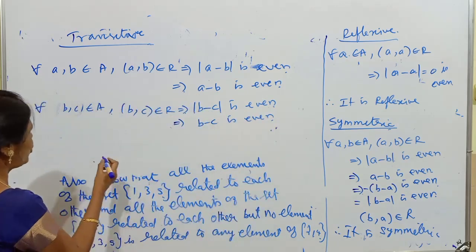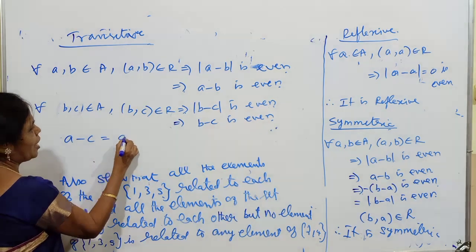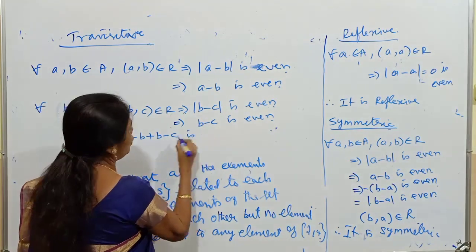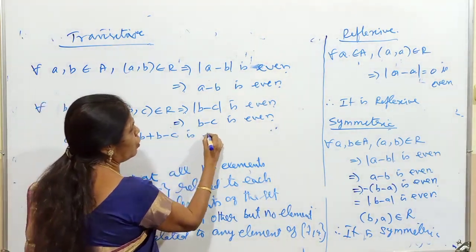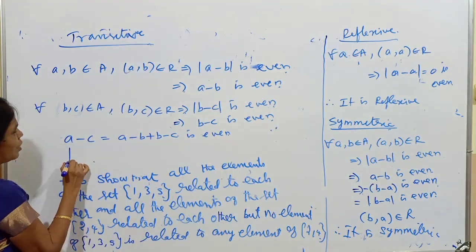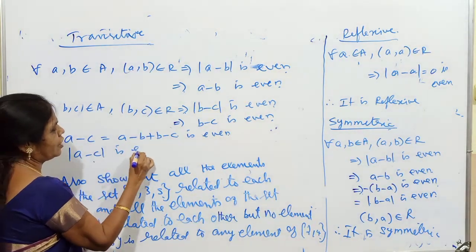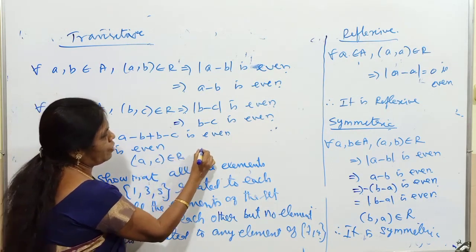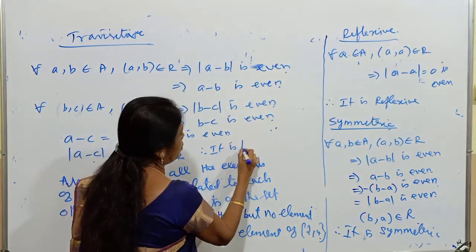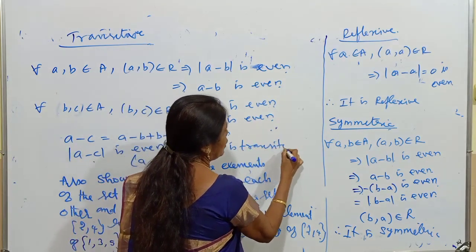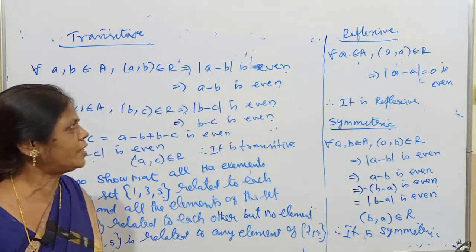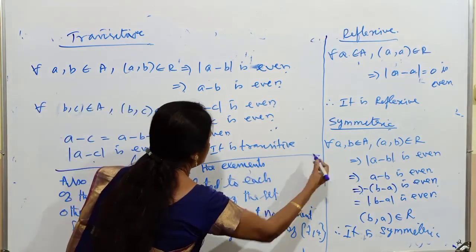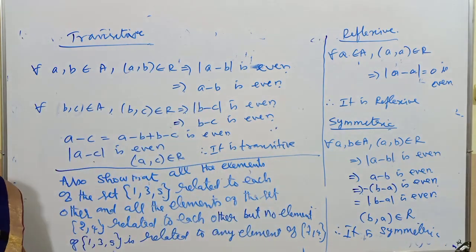Now as I wrote already, A minus C will become A minus B plus B minus C. This is also even. Sum of the two even numbers is also even. If you take modulus of A minus C, it is even. Therefore, A comma C belongs to R. Therefore, it is transitive. Since it is reflexive, symmetric and transitive, it is an equivalence relation. So I want to keep this here. We are going to prove this.